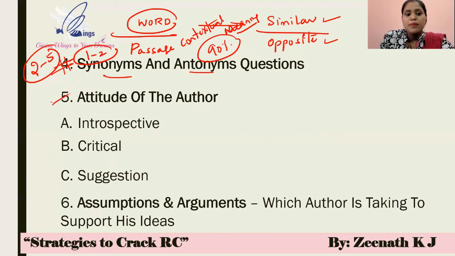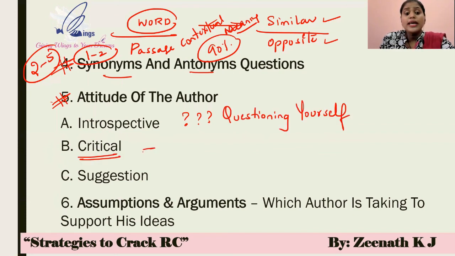The next type of question is called attitude of the author. It means what is the attitude you can identify of the author, working in the background in the passage, as he or she is trying to explain something to you. Is it introspective? Introspective means what? This is like keeping a mirror in front of you and asking, hey, what I did, is it wrong? Is it right? Could I have done something better? That's called introspective, where you're questioning yourself.